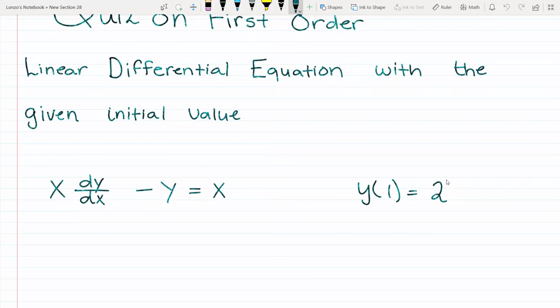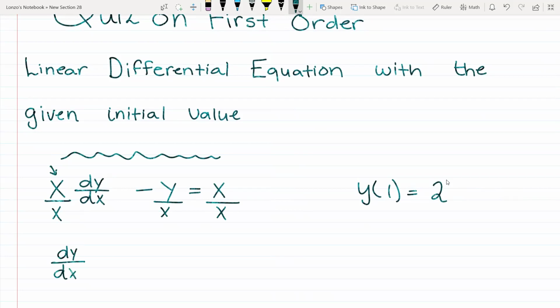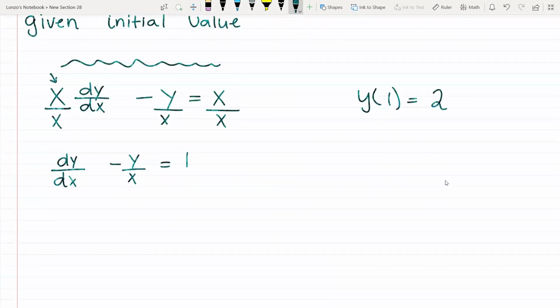Okay, so what we have to do first is, this is a linear equation, so we have to put it in standard form. I have to get rid of this x, so I'm going to divide both sides by x. This x cancels, you're left with dy over dx minus y over x equals 1.